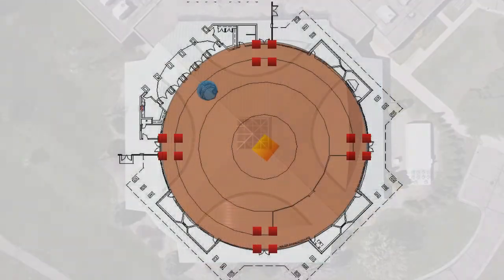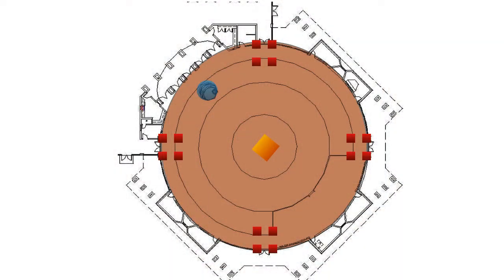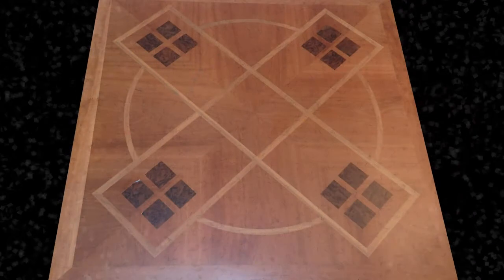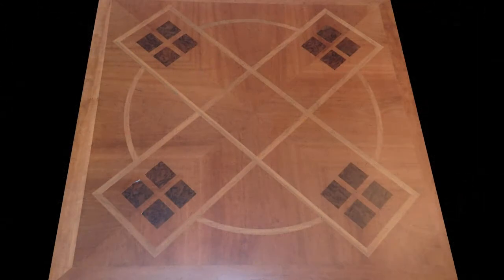So if we take the roof off, here is a view of the building plan of our church. Notice the four pillars at each point that carry the main beams. Beams intersect at the center of the church where the altar is located. So the building plan, this design, is incorporated in the top of the altar with inlaid wood.